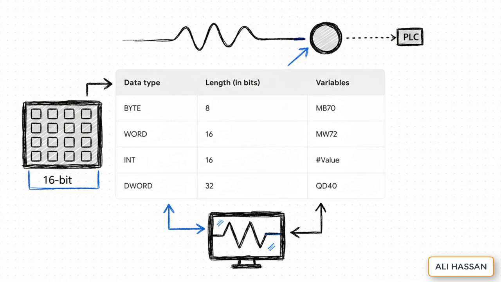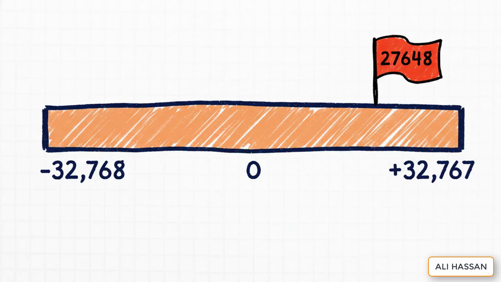Just think of it as a box that's the perfect size for holding the kind of numbers we're dealing with here. Now that 16-bit box can hold any whole number from negative 32,768 all the way up to positive 32,767. This is our entire numerical playground, the full range of values we can work with. And our magic number, 27,648, fits very comfortably inside that range.